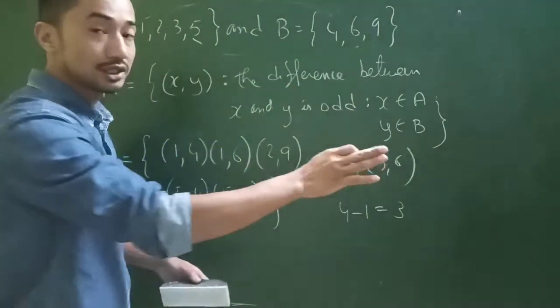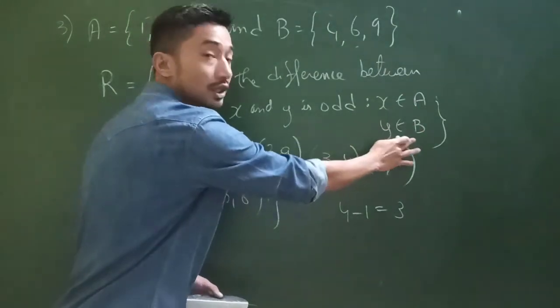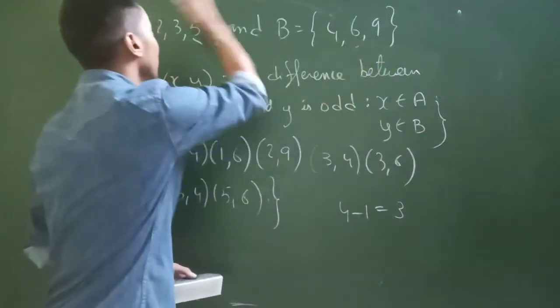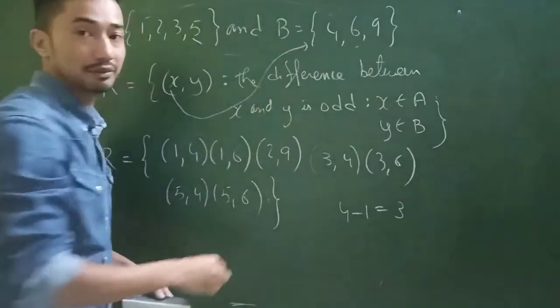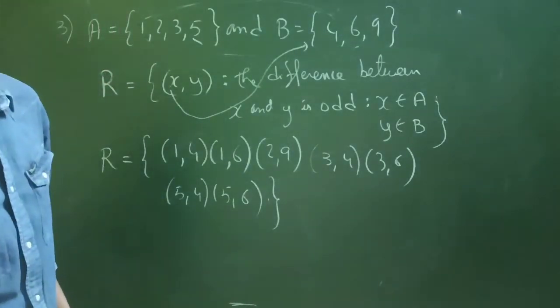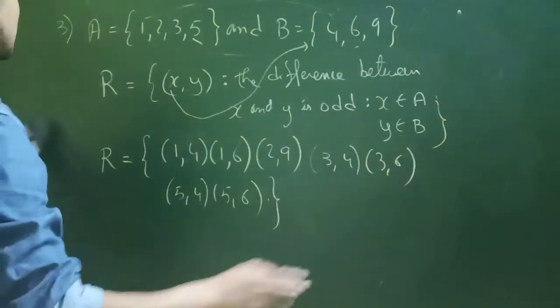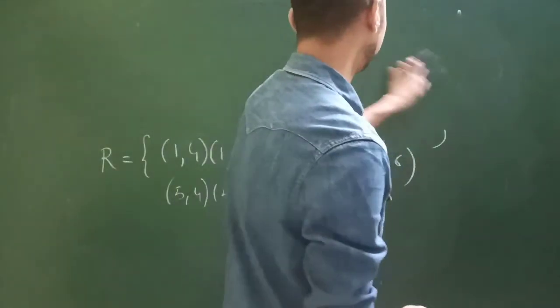Because the relation is defined from A to B, it clearly means x belongs to A and y belongs to the second set. The first value cannot be from B. So that's why this is the solution. It was a question to write R in the roster form. Done. Alright?